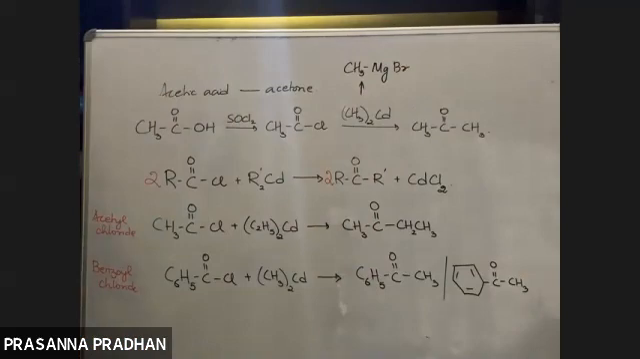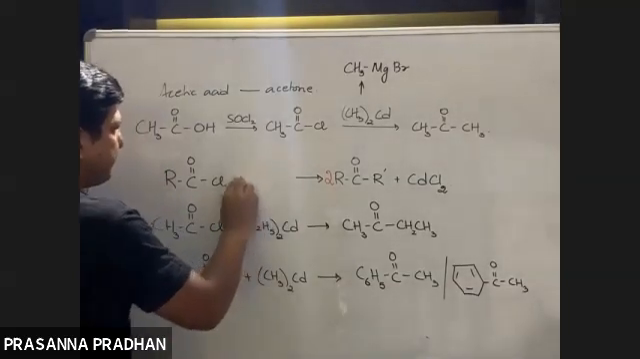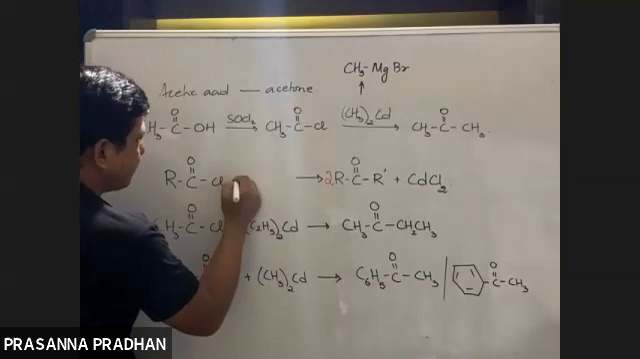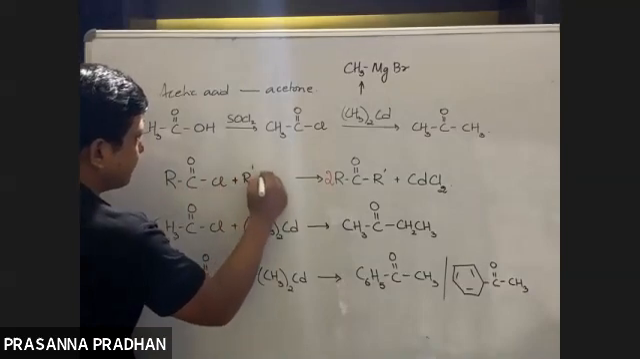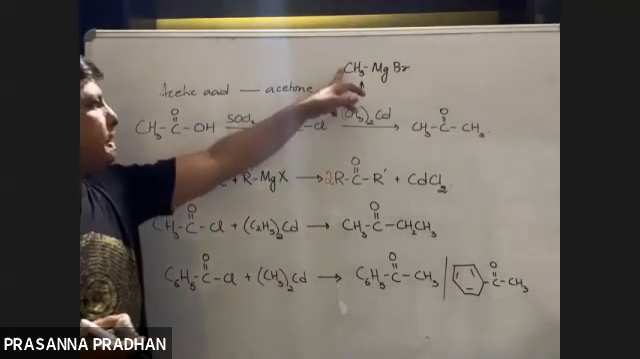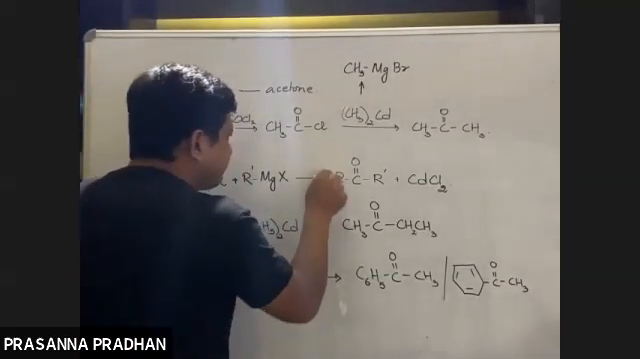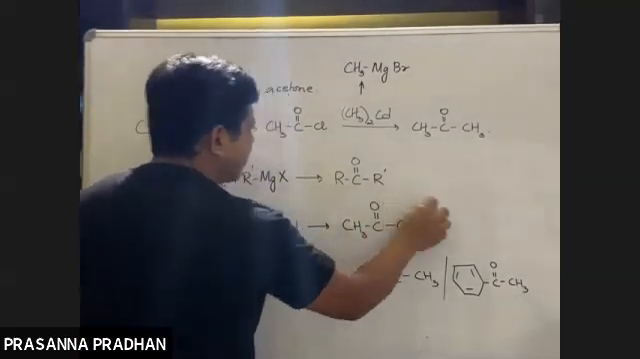So now the question arises: can't we use a Grignard reagent then? Why are we using this dialkyl cadmium? Is it possible to use a Grignard reagent? Let us understand this question. Instead of dialkyl cadmium, if I use a Grignard reagent, which belongs to the same class of organometallic compounds, then I'll get the ketone. So why are we using dialkyl cadmium?